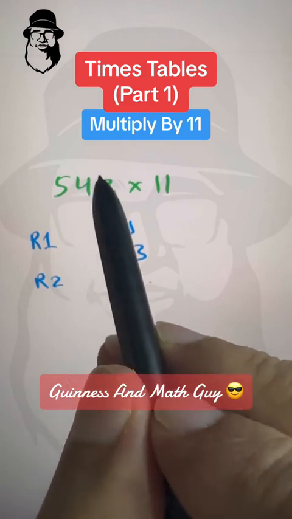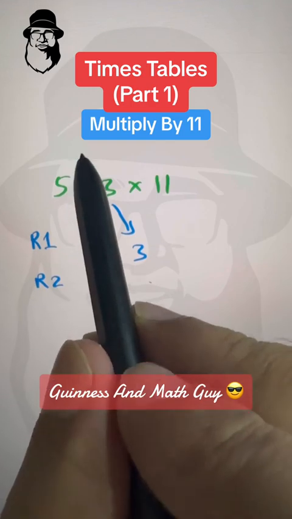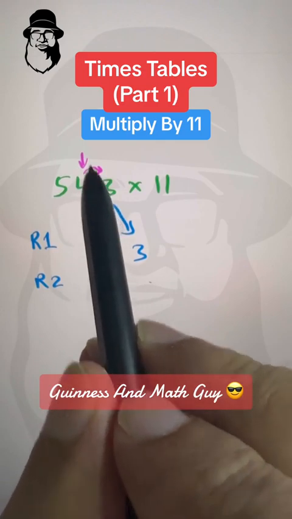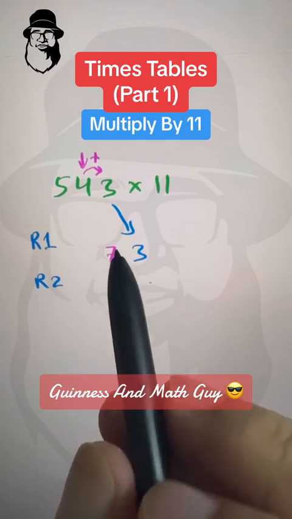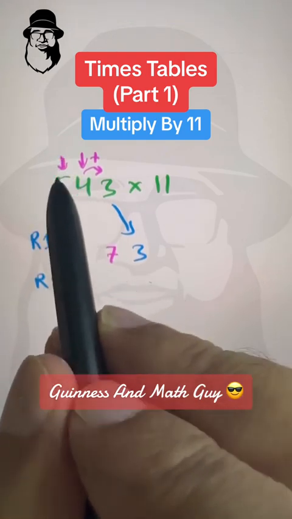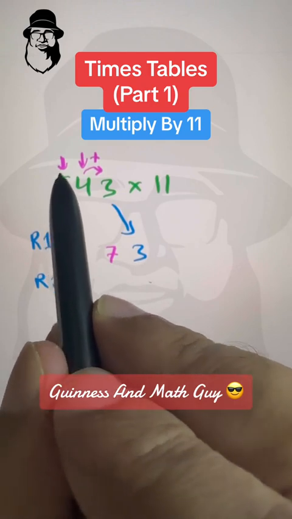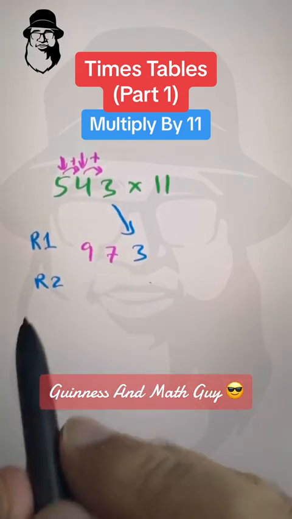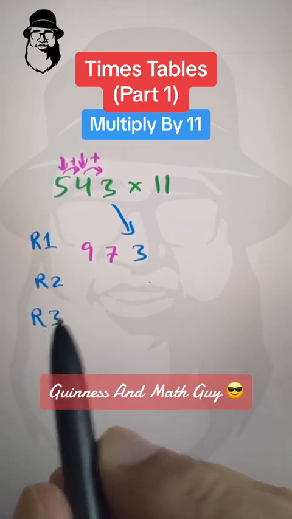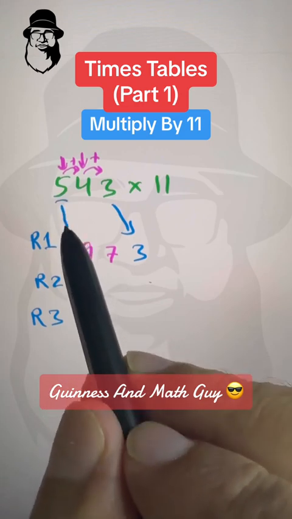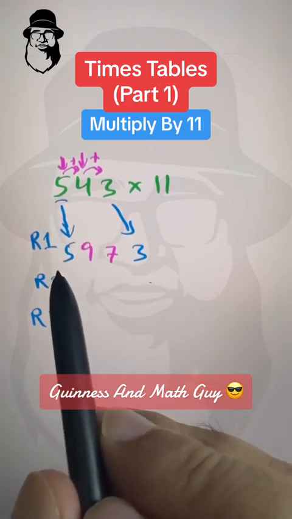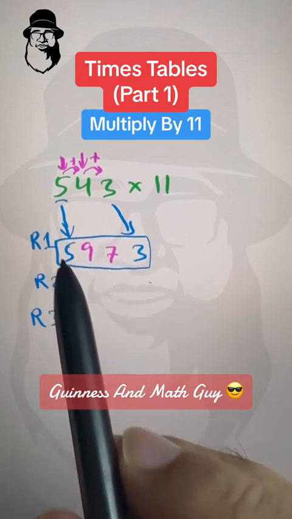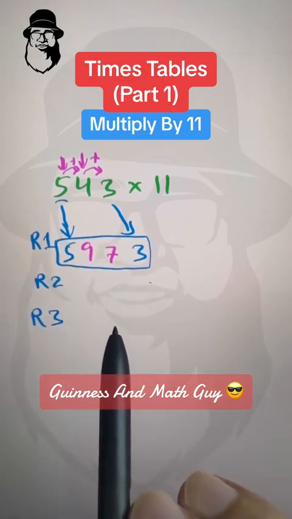When we bring down this digit and then move on, the neighbor is always on the right. So 4 plus 3 is 7. We write 7 and then we move one digit at a time. Here, 5 plus its neighbor 4 is 9. And rule number 3 is we bring down the last digit as it is. So we have 5 here. That's the answer, 5973.